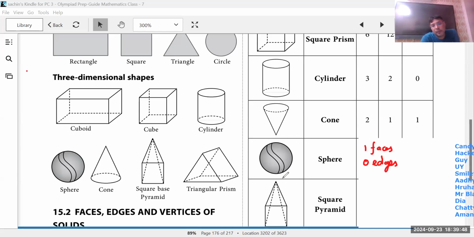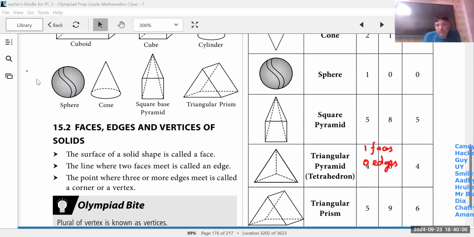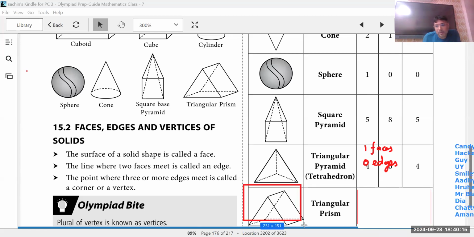Let's do this one. We have already done the square pyramid, so this is of no use. We did the triangular pyramid also. We did not do the triangular prism. Is there a triangular prism? Yes, beta, it can be a triangular prism also. It can be a rectangular prism also. So everyone give the answer for the triangular prism.